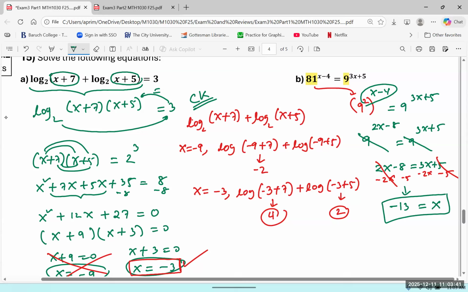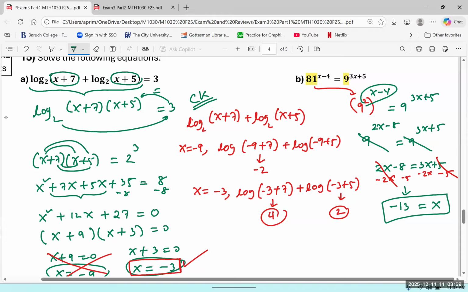And we don't have to check our work because it is exponential. Exponential doesn't need checking, but log does. The exponential doesn't have any problem. If you don't have any problem, you don't need to check your answer. But if you do have a problem, then you have to check.